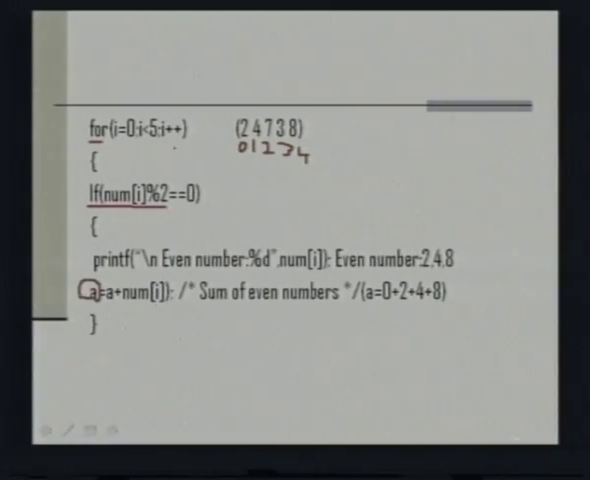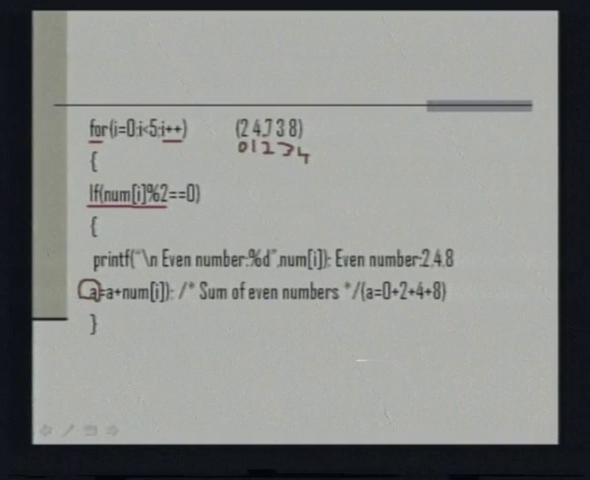So once again the for loop is executed. Now it becomes I plus plus. I moves from 0 to 1. Num of 1 modulo 2. In num of 1 we have 4. Again 4 modulo 2 will give only 0, because 2 into 2 is 4. So the remainder will be 0, so that is also an even number. So printf even number num of 1. Next it prints 4, and a's value is now 2. So 2 plus 4, a becomes 6, and that is also added here.